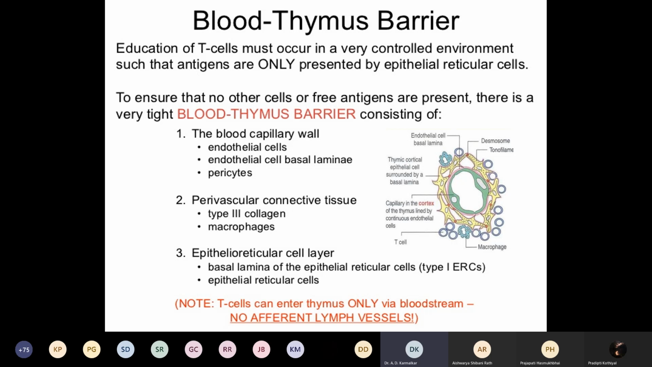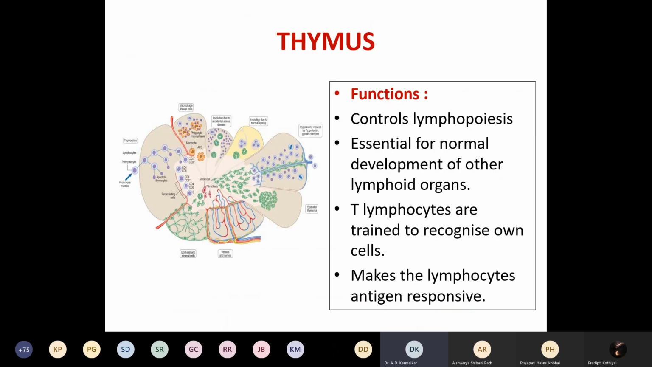At least you should enumerate the blood capillary wall, perivascular connective tissue, and endothelial and epithelial cells. And if you write all the subheadings also, it is very important: endothelial cells with external basement membrane, the pericytes, and surrounding the blood vessel there is a perivascular space which is occupied by type 3 collagen fiber and macrophages. Outer there will be the basal lamina on which the epithelial reticular cells are present. Very simple to remember. What are the functions of this thymus? The thymus controls lymphopoiesis and is essential for the normal development of the other lymph organs also.